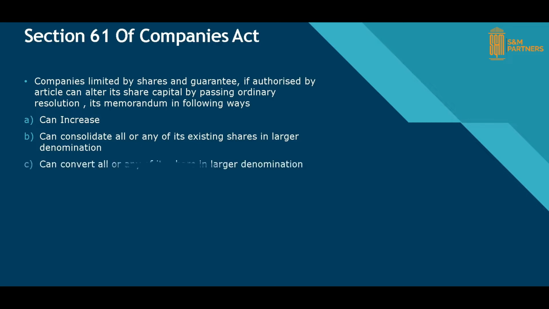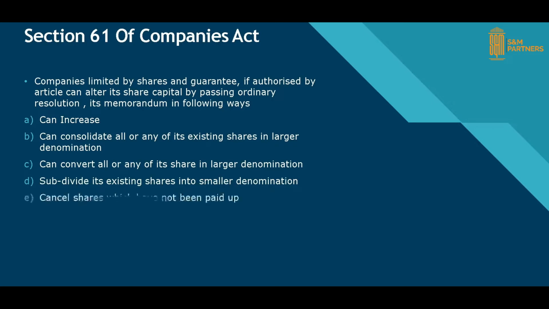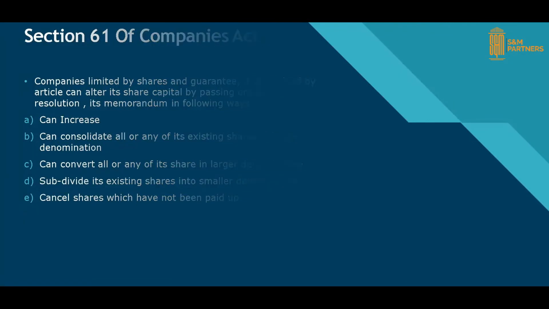Next, you can alter the share capital by converting all or any of the shares of the company into larger denominations. Also, it can be done by subdividing the existing shares into smaller denominations. Next, the shares which are already existing in the market can be forfeited or cancelled. Forfeiture or cancellation is the same thing. Such shares have to be cancelled or forfeited if they have not been paid up.